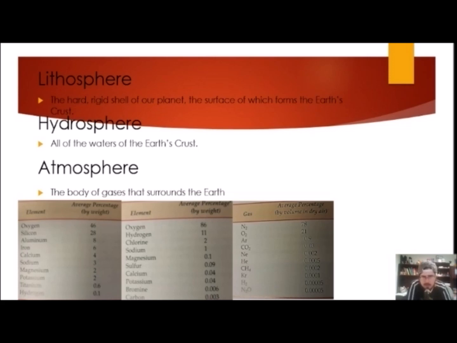Again, too small. And of course, our gases, we have nitrogen and oxygen, the two major components, followed by argon, and then it gets into smaller gases: CO2, neon, helium, methane, krypton, hydrogen, dinitrogen oxide.